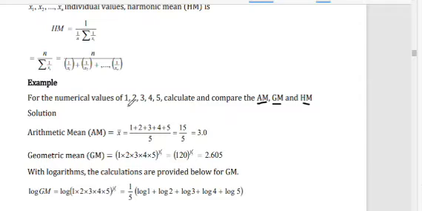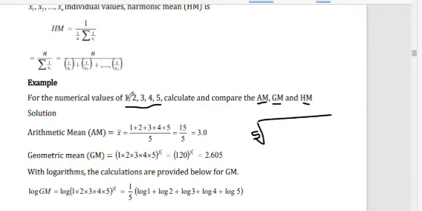So let's just take the arithmetic mean. These are not grouped data. Since they are not grouped, I just add them together. 1 plus 2 plus 3 plus 4 plus 5. That gives you 15. The number of terms is 5. Divided by 5, that gives you 3.0. Now to calculate the geometric mean, multiply these numbers together and, since the number of terms is 5, take the fifth root.